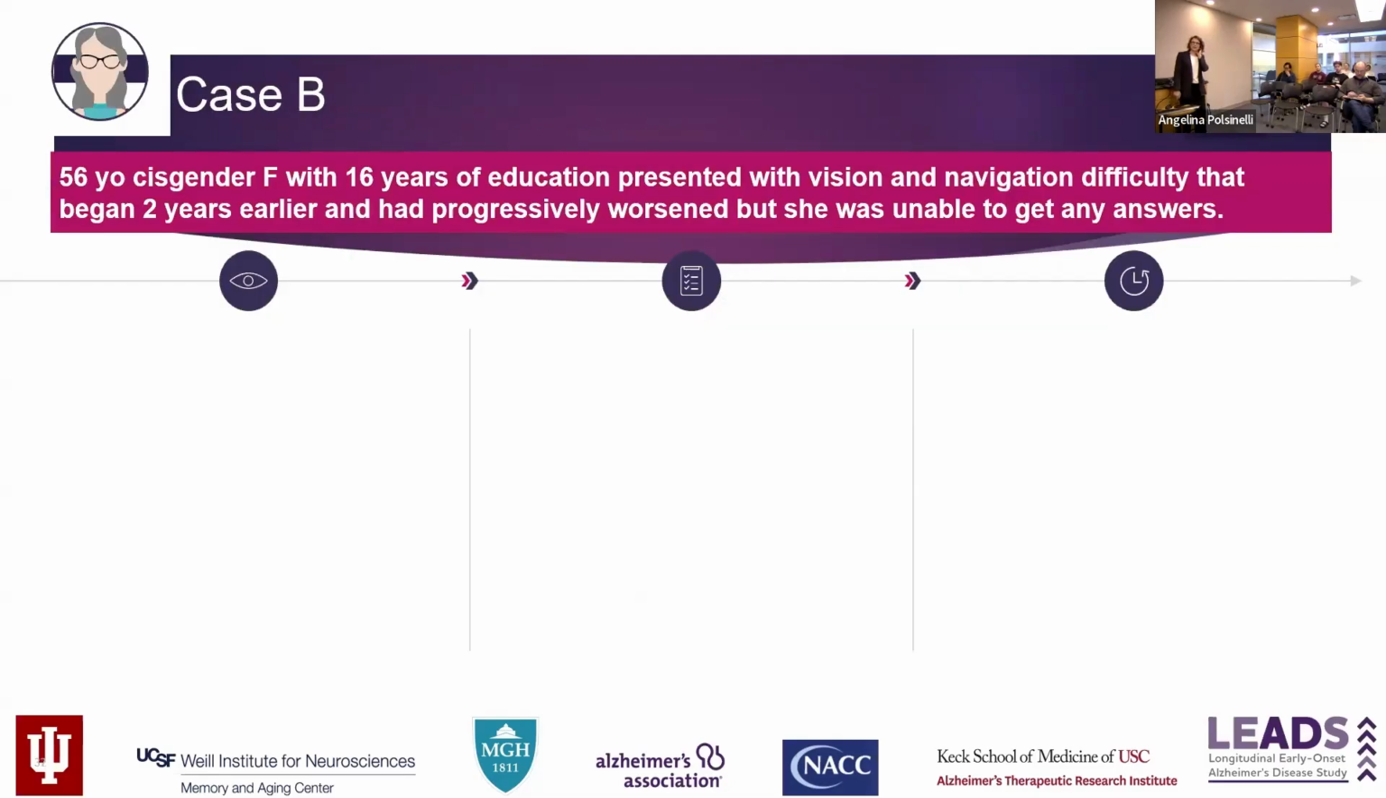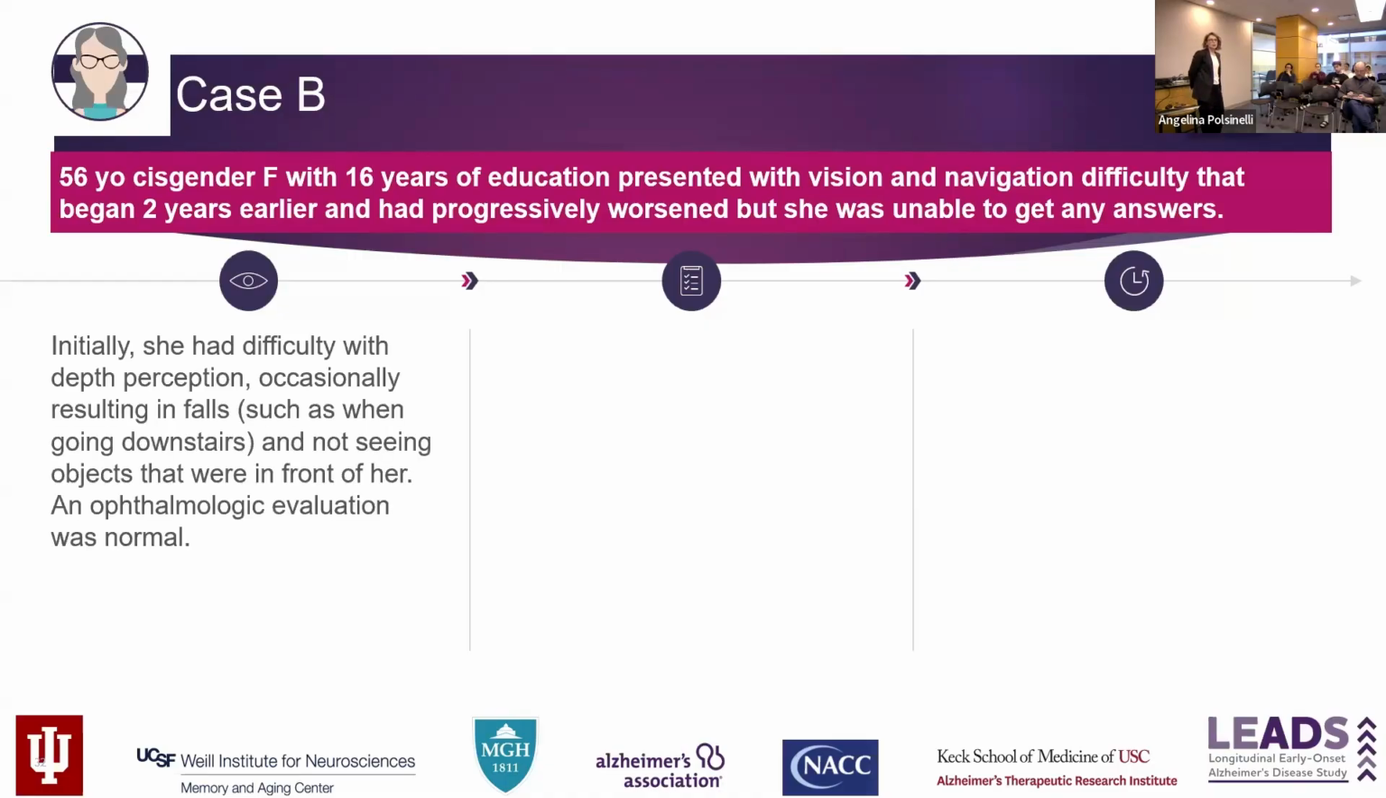Case B is a 56-year-old cisgender female with 16 years of education who presented with vision and navigation difficulties that began 2 years earlier and progressively worsened, but nobody was able to give her an answer of why she was having these difficulties. So she said that she initially would notice difficulties with depth perception.